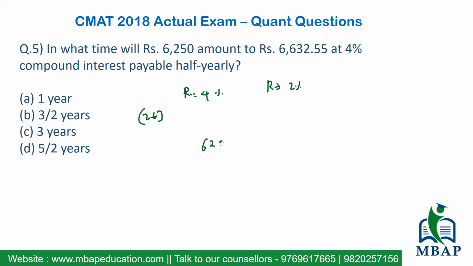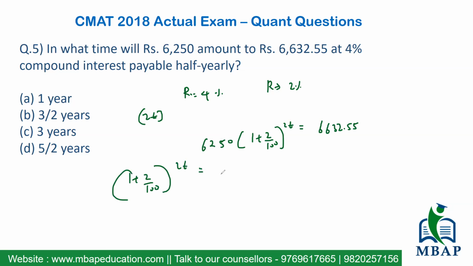So let's take my original principal. My original principal was 6250. My rate of interest now is becoming 2%. So it's 1 plus 2 upon 100 raised to 2T, which should become the value which has been given to you, 6632.55. This is the part of the question which you need to solve. Taking 6250 on the other side, it's going to become 1 plus 2 upon 100 raised to 2T, which should ideally be equal to 6632.55 upon 6250, or let's say 663255 upon 625000. Well, this is the part of the question which you need to solve.